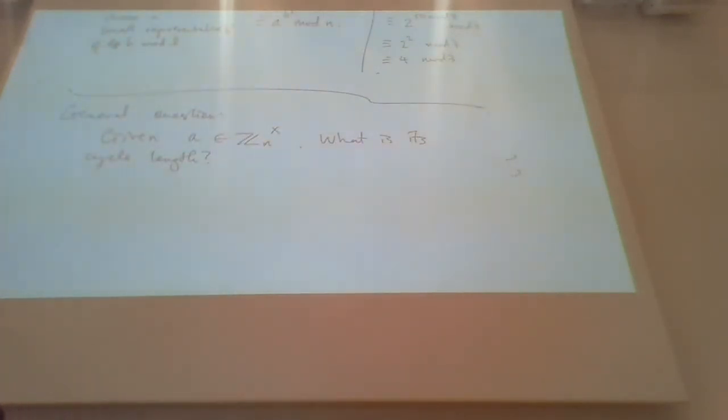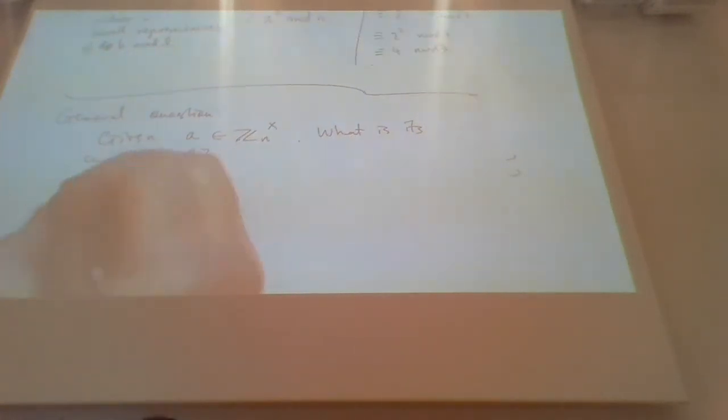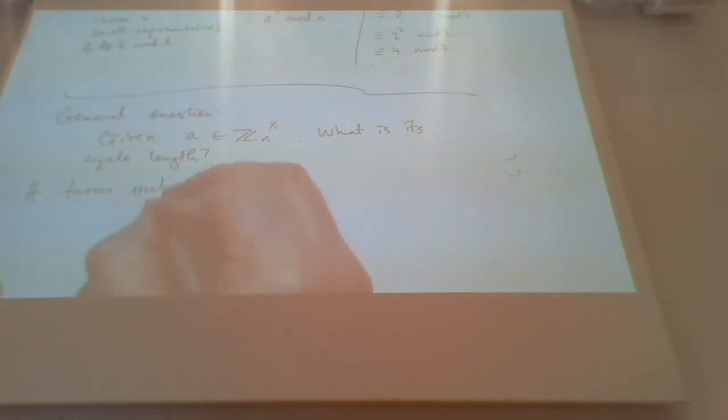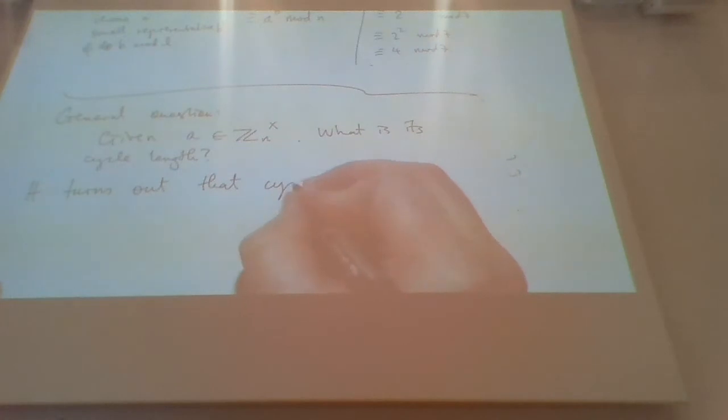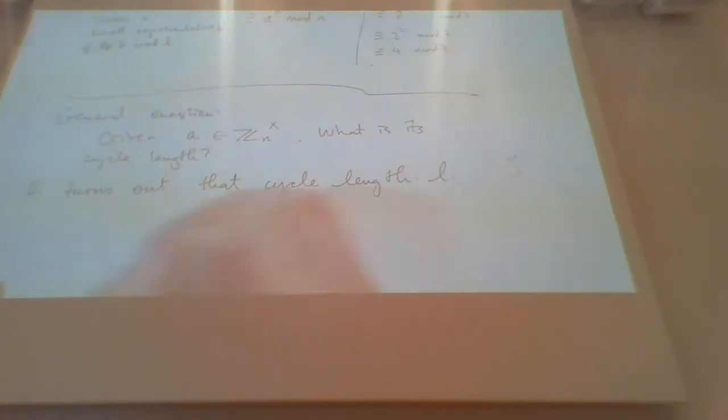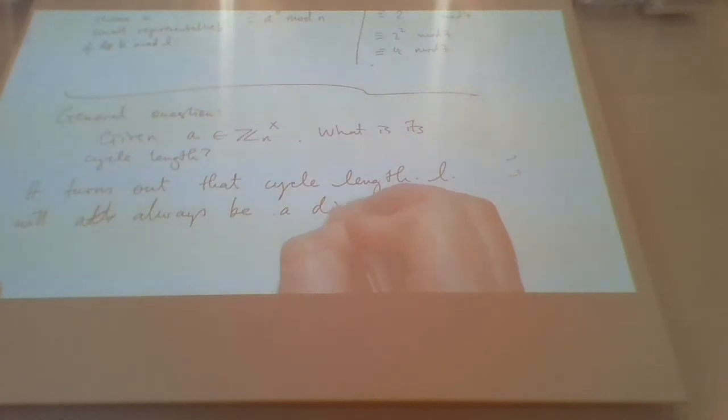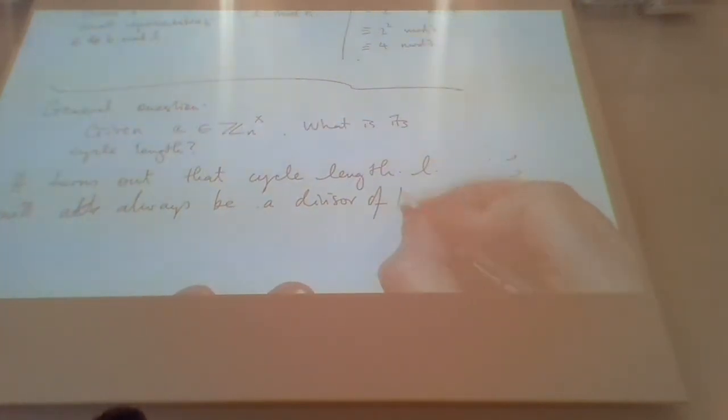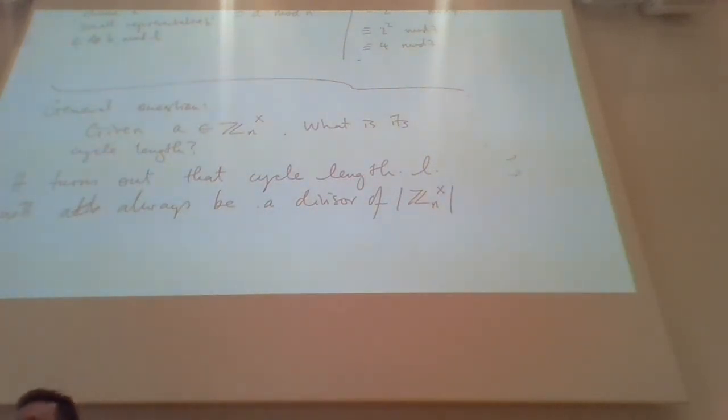Now that's kind of a hard question. But we can get partial knowledge of the cycle length fairly quickly. It turns out, and these will be things we'll be proving, that the cycle length will always be a divisor of this quantity, which is the size of the multiplicative group.